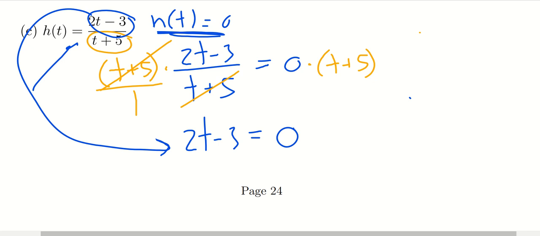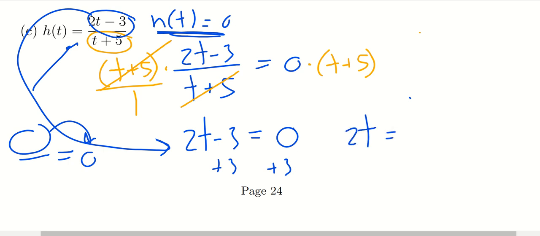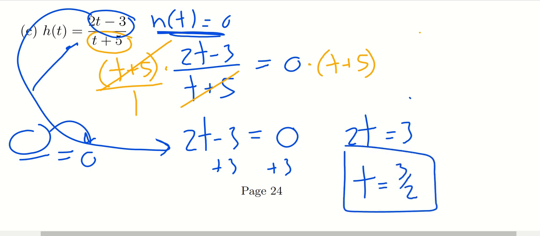And just thinking arithmetically, it makes sense, right? If you have a fraction, which part of the fraction has to be equal to 0 for the overall value to be equal to 0? And the answer is, well, it has to be the numerator. That's provided the denominator is not 0, but that will happen in this case. So we're now here. We just have to solve the resulting equation. We can add 3 to both sides. That will produce 2t equals positive 3. Divide both sides by 2. And we get the solution t equals 3 halves.